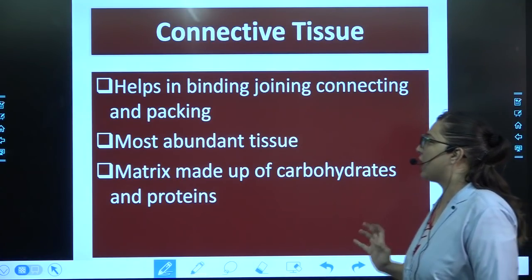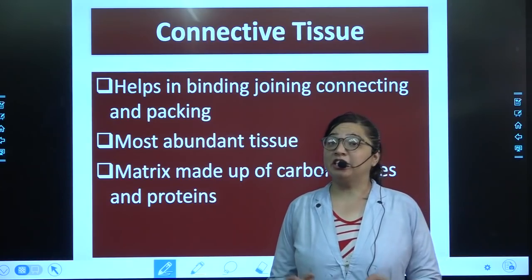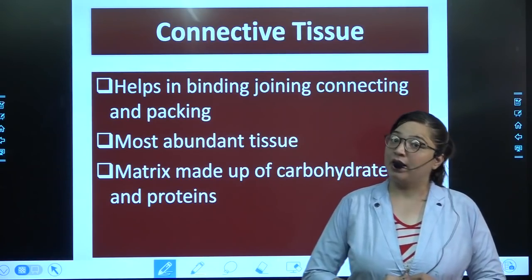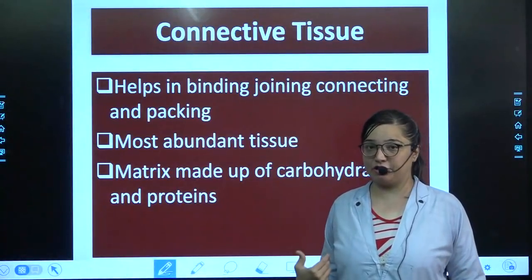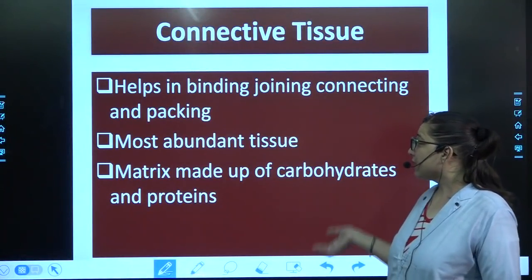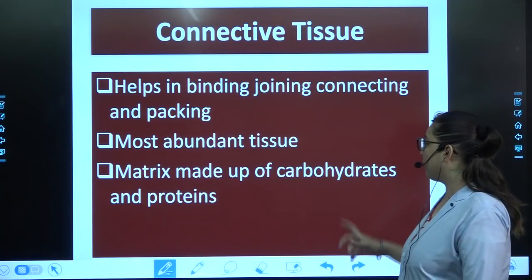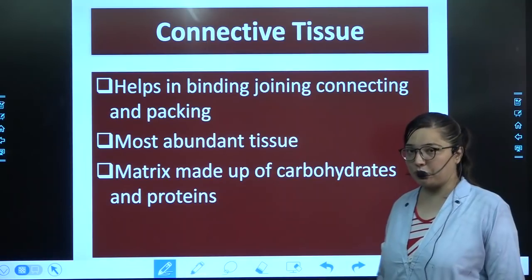It is the most abundant tissue, the tissue that is found in maximum proportion in the body. It is which tissue? Connective tissue. All right. And what is its matrix made up of? Matrix means it's fluid. It is made up of carbohydrates and proteins.